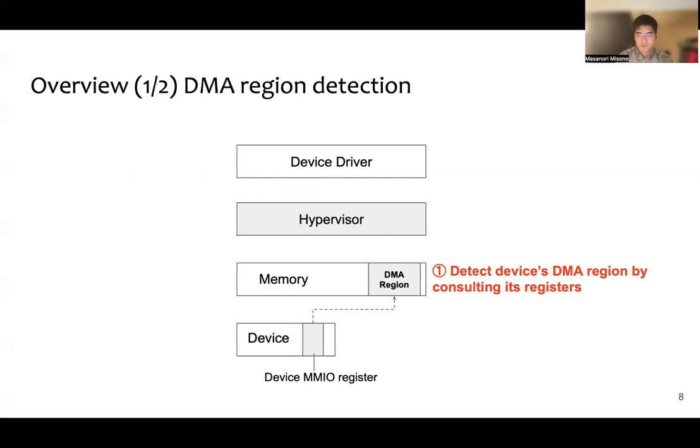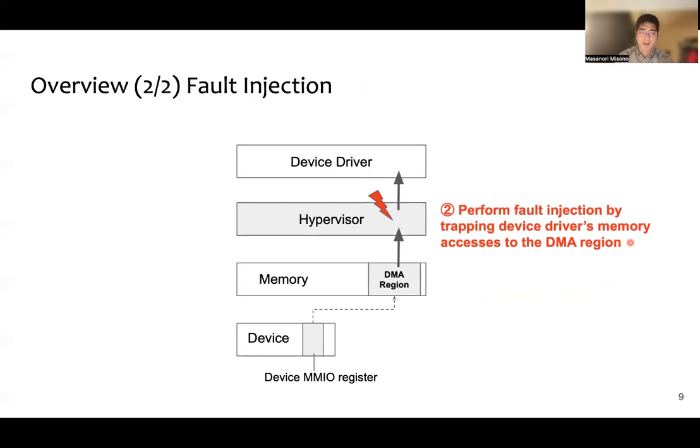To test device drivers, first, the hypervisor detects the DMA region used by the device driver by consulting its registers. Then the hypervisor configures nested paging to cause nested page faults when the device driver accesses the DMA region. And the hypervisor performs fault injection when trapping the access.